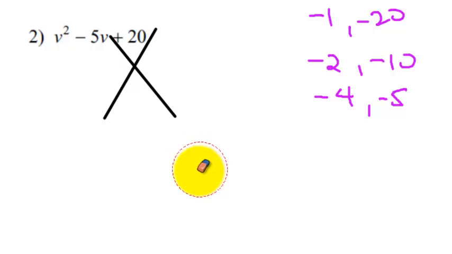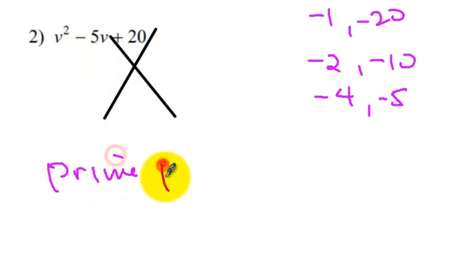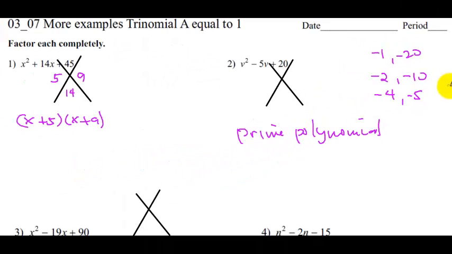Do we have any other possible factors of 20? In this case, it seems like we already have all the combinations. After trying all these combinations, there's no way for us to get a sum of negative 5. Therefore, number 2 is a prime polynomial.